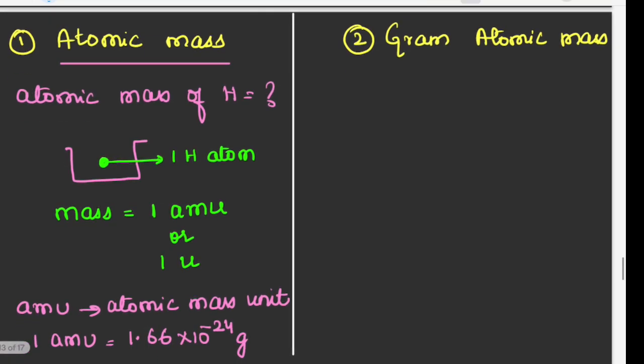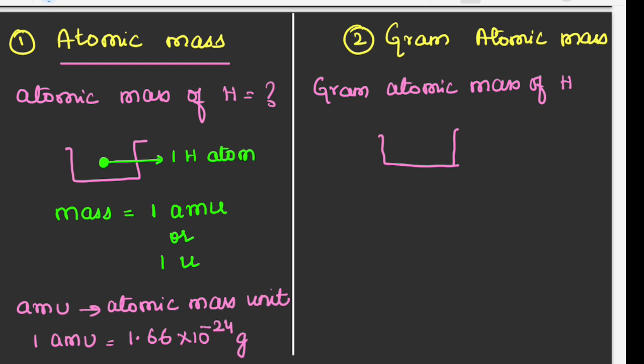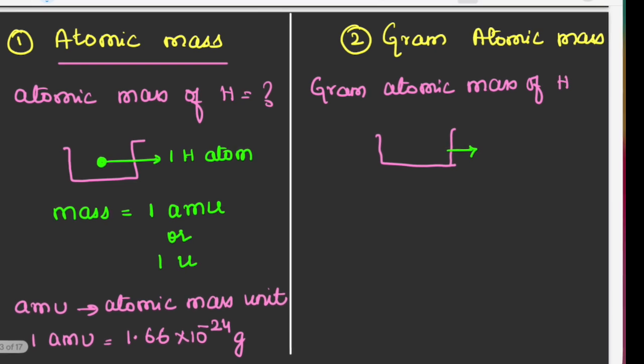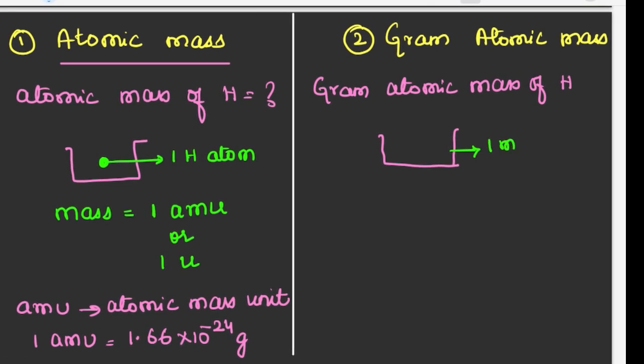Now coming to gram atomic mass. If a question comes like this, what is the gram atomic mass of hydrogen? Can you see the difference here? Here it is the atomic mass of hydrogen. Here we are going to calculate the gram atomic mass of hydrogen. When it says gram atomic mass of hydrogen, how we calculate it is, again imagine we take a beaker, and in the beaker we take 1 mole of hydrogen atoms.